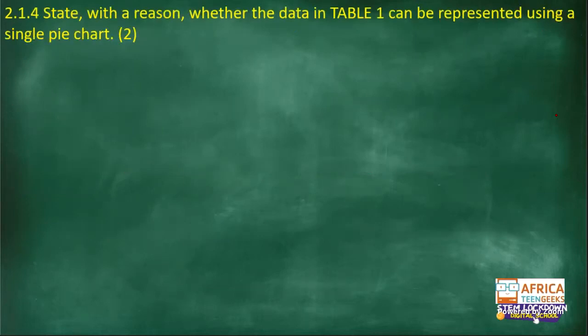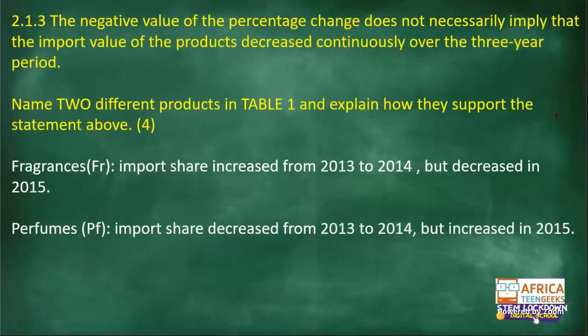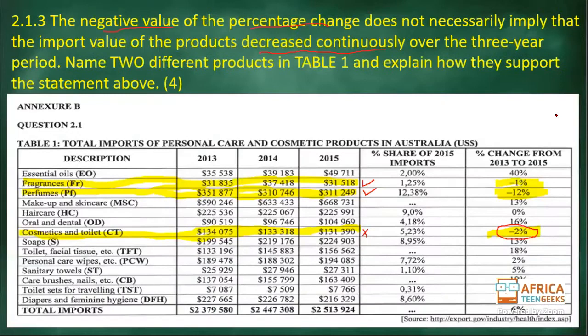And then back to mathematical literacy, 2.1.4. State with a reason whether the data in table 1 can be represented using a single pie chart. Let's look at this data here. Can you represent this data using a pie chart? No. Listed is responding. He says, no, we can't use a pie chart.